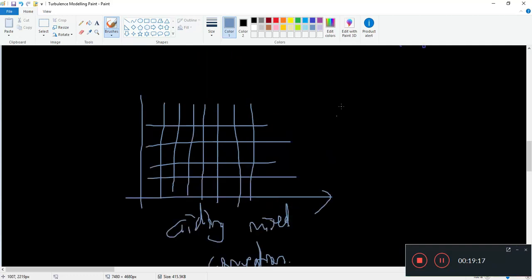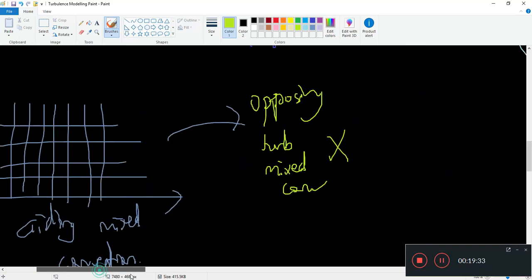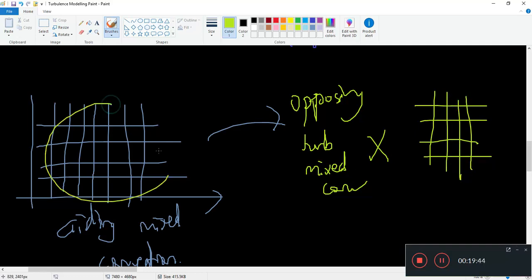But if you were to use this same mesh size for opposing turbulent mixed convection, this will not do. Because now, if you were to use the same mesh size for opposing turbulent mixed convection, you actually have a lot more turbulence than this mesh can handle. So you actually have to refine your mesh a lot instead of using the same mesh size for aiding and opposing mixed convection.